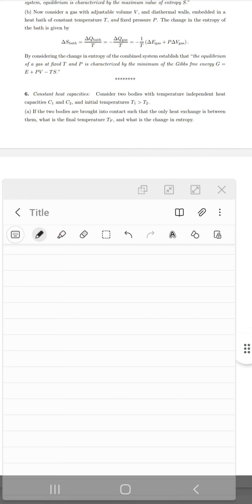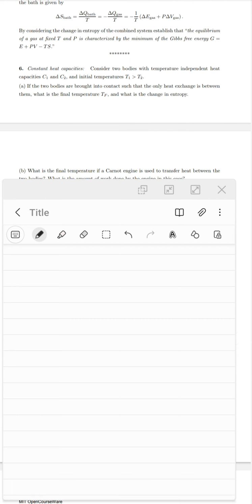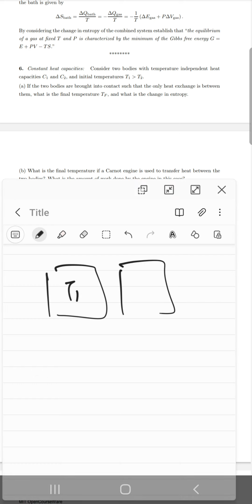Next, constant heat capacities. Given two bodies with temperature independent heat capacities C1 and C2, important to note, temperature independent heat capacities, and initial temperatures T1 bigger than T2. So you're measuring two bodies, one is at temperature T1, another is at T2. This has heat capacity C1, this has heat capacity C2. If the two bodies are brought into contact such that the only heat exchange is between them, what is the final temperature and what is the change in entropy?